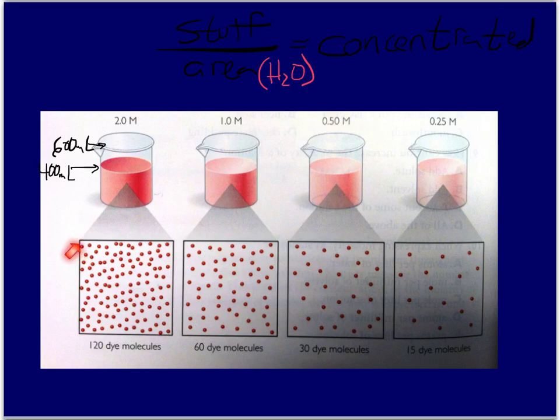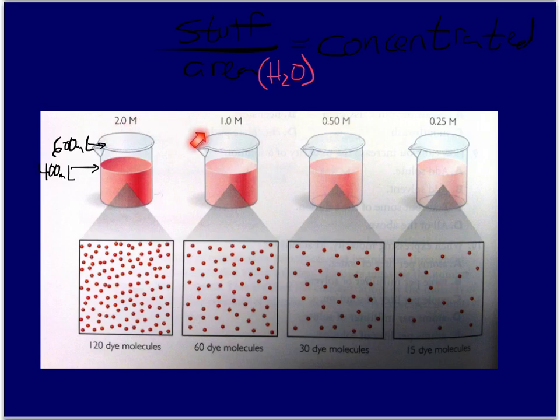The stuff then would be the number of particles that are dissolved in there. So if we zoom in and look at a small little part of this solution right here, we can see that there's a lot of little dots. So those would be individual particles. Those would be the stuff. As we go down, you can see how it gets a little bit lighter. And that's because the volume is the same all the way across. So all of these are the same area, but they slowly have less and less stuff. So this one right here, it's only got 60 dye molecules as opposed to 120 here. And so that makes it less concentrated. Area stays the same in all of these, but the stuff changes, and so therefore the concentration changes.